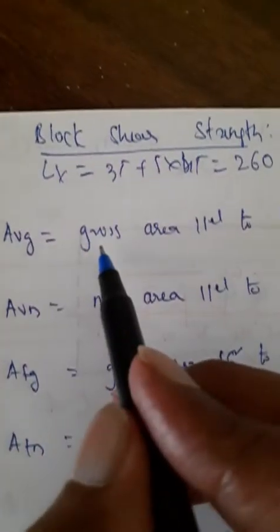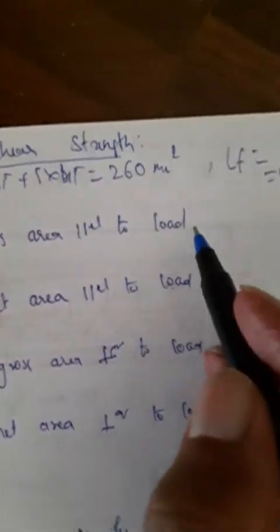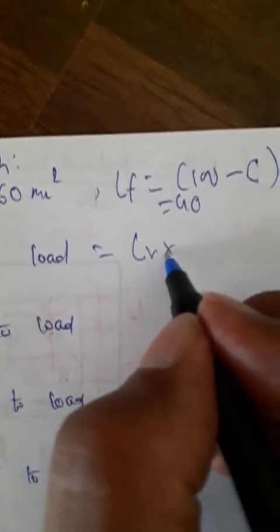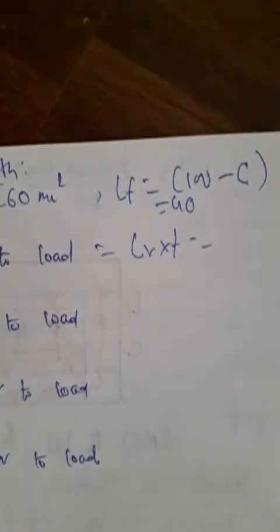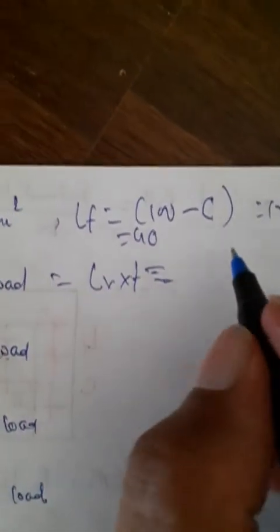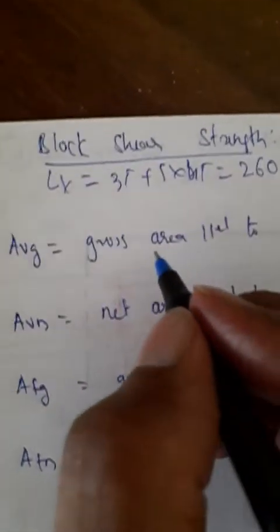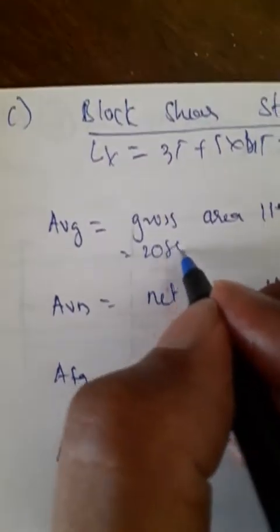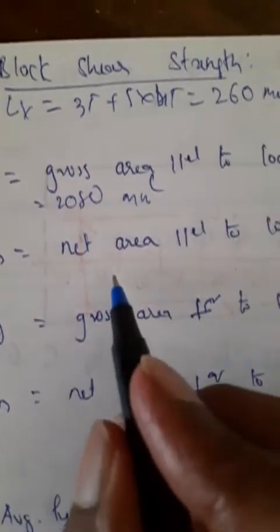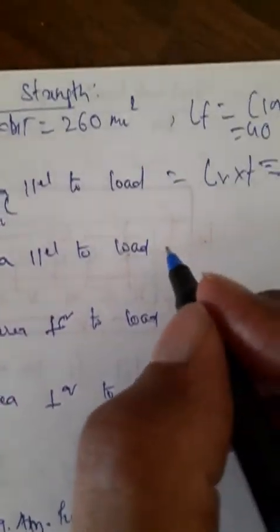Now let us calculate each of the areas. AVG, gross area parallel to load. So parallel to load means LV into T. Gross is with bolt holes, considering everything together. So we have the answer 260 into 8, 2080 mm square.